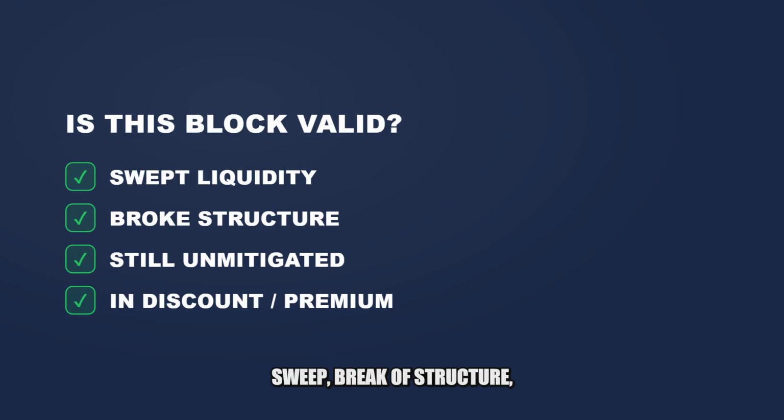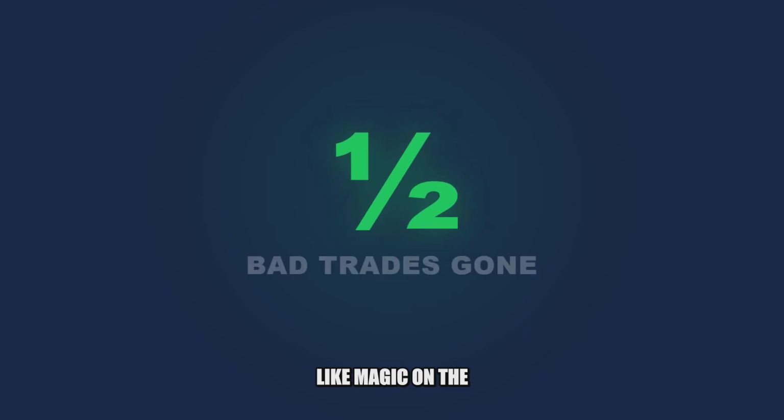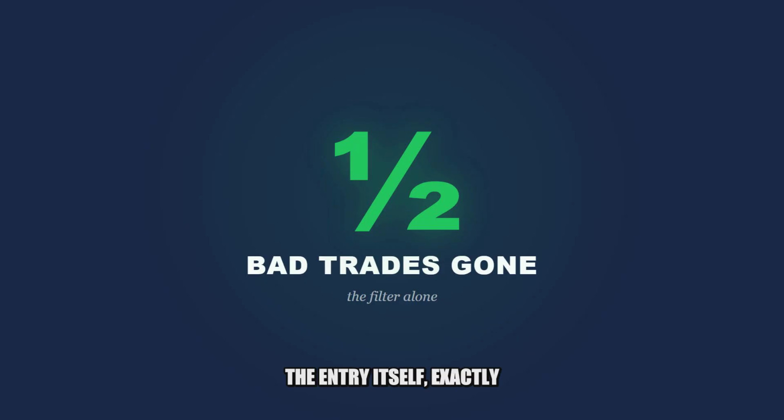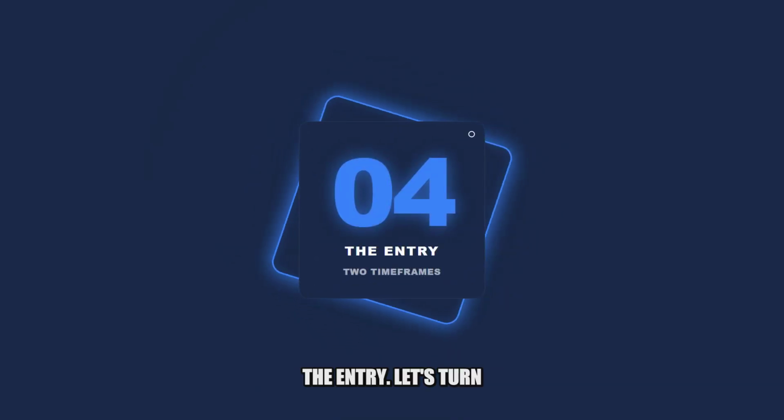Sweep, break of structure, unmitigated, discount or premium. 4 checks. Run every single zone through them before you risk a cent. The boxes that pass all 4 are the ones that look like magic on the replay. That filter alone will cut your bad trades in half. But the entry itself, exactly where you click buy, where the stop goes, where you take profit, that's its own skill. That's next. Section 4, the entry.